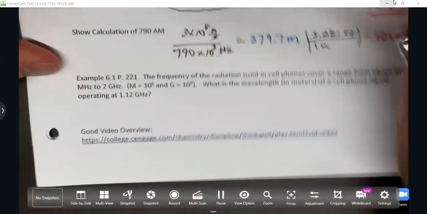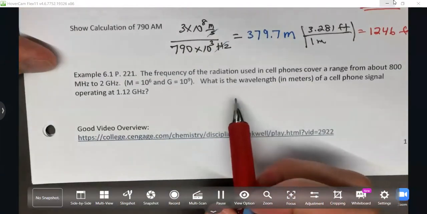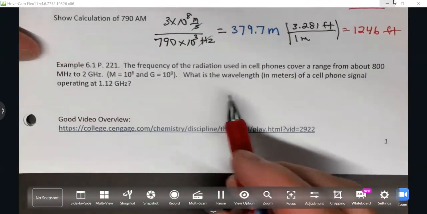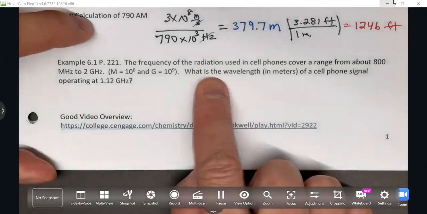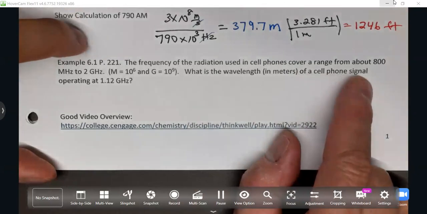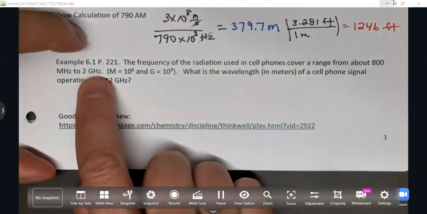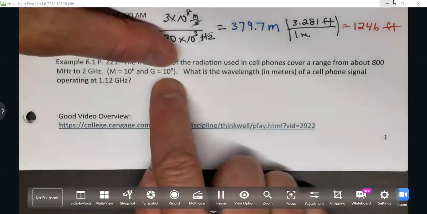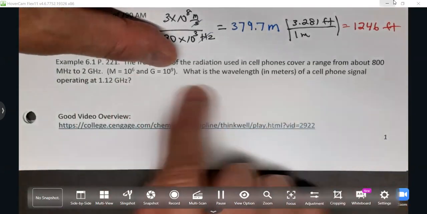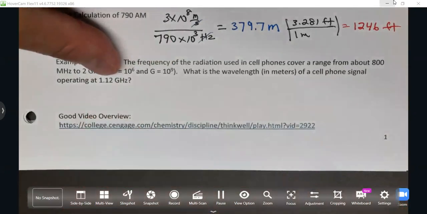Okay, let's do the bottom calculation. I think this is very similar to OWL, but we'll do an OWL question coming up here. Cell phones cover range from 800 megahertz to 2 gigahertz. So mega times 10 to the 6, giga times 10 to the 9. What is the wavelength in meters of a cell phone signal operating at 1.12 gigahertz?